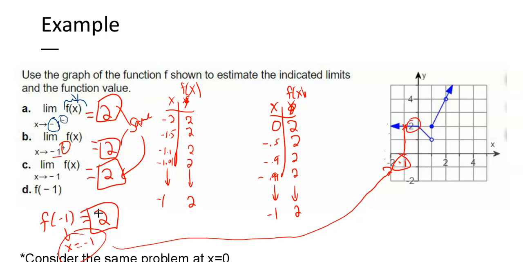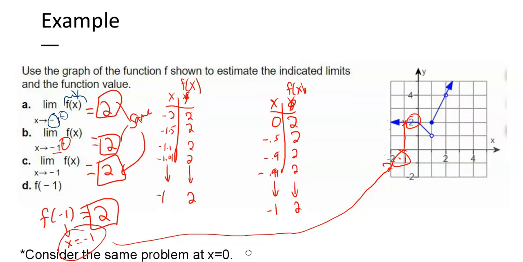So I have down there at the bottom, consider the same problem at x equals 0. I don't know if I want to do that. We're already, I don't know how far into the video, 19 minutes it looks like. So I don't know how long it's going to take. Maybe we could try to do it quickly here.